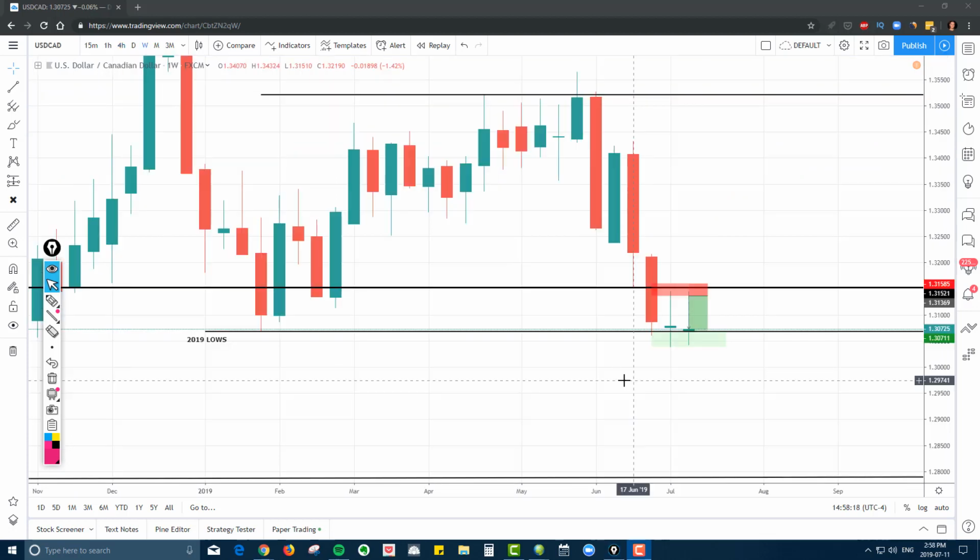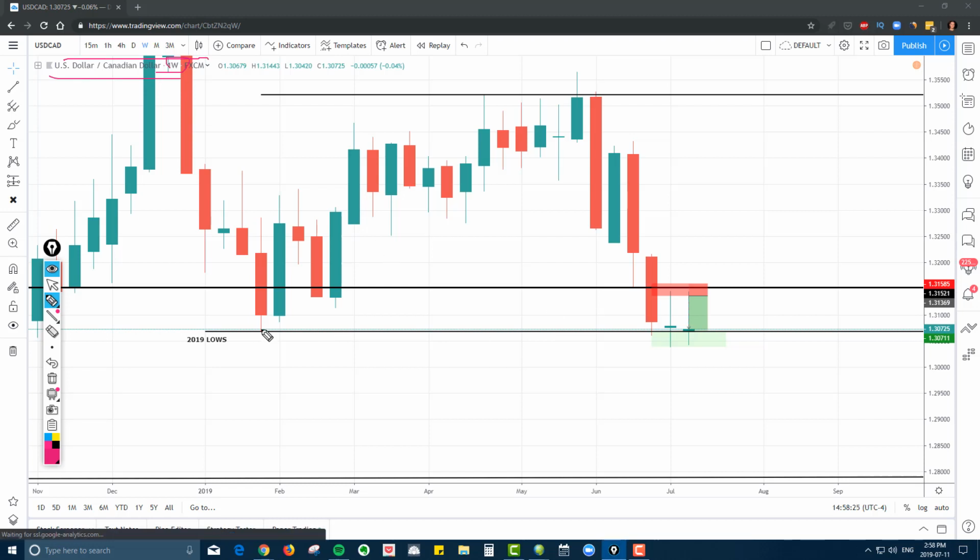All right, trade pros, so here we are with the chart of the US dollar Canadian pair, and this is the weekly time frame. And the first thing that you'll notice here is that we are right at the 2019 lows. You can see those lows came in just below 1.31. So what you saw last week was a bit of a bounce from these lows, came right back into our previous low right here.